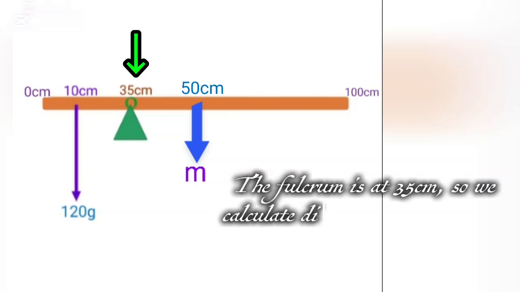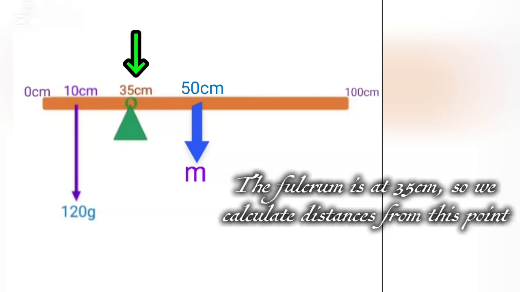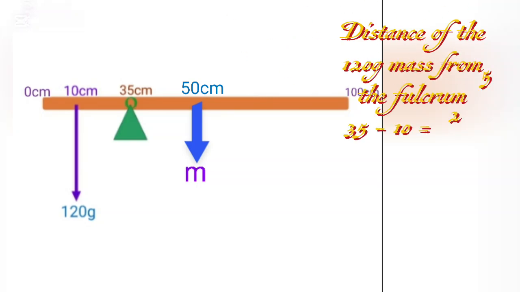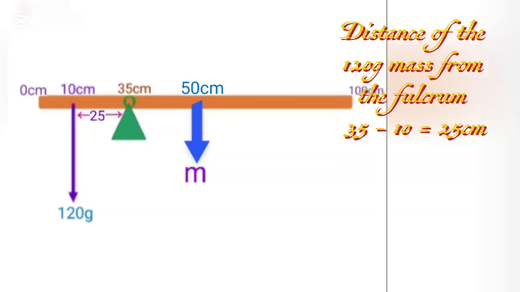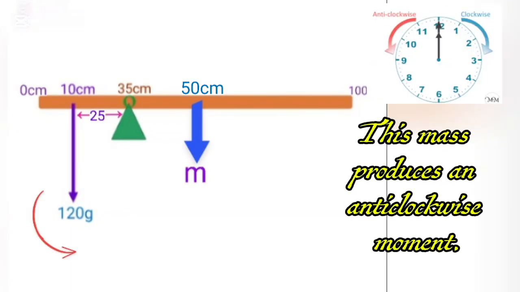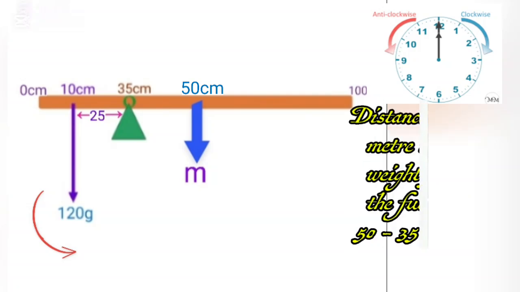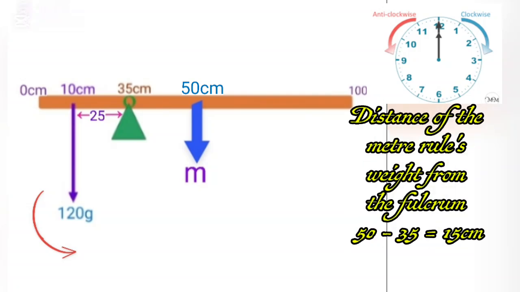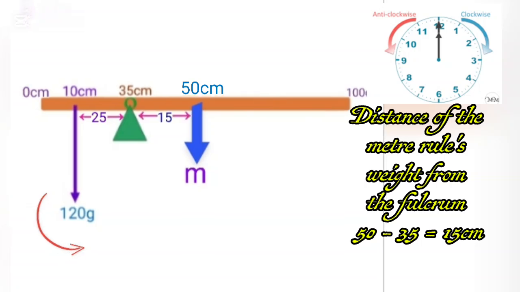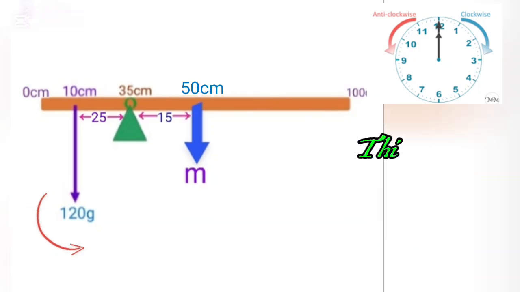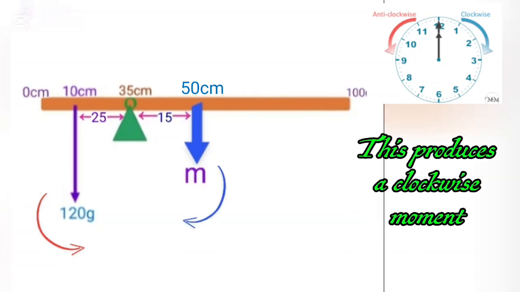The fulcrum is at 35 cm, so we calculate distances from this point. Distance of 120 gram mass from the fulcrum, 35 minus 10, is equal to 25 centimeter. This mass produces an anticlockwise moment. Distance of the meter rule weight from the fulcrum, 50 minus 35, is equal to 15 centimeter. This produces a clockwise moment.